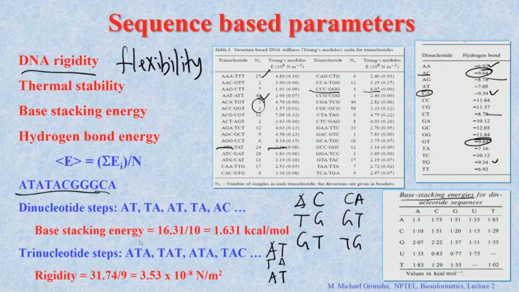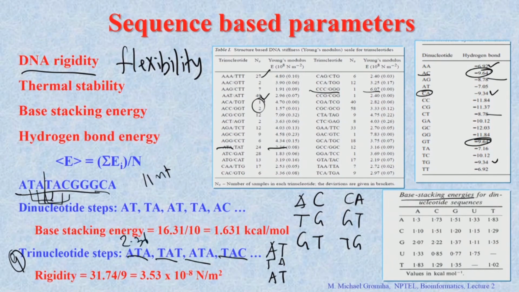If we take the trinucleotides, ATA, and from here TAT, and from here ATA, and here TAC, and so on. In total, how many nucleotides are here? 1, 2, 3, 4, 5, 6, 7, 8, 9, 10, 11 nucleotides. So how many possibilities will you have? 9. So 9 trinucleotide steps, and then take the values from this table. What is the value for ATA? ATA is 2.36.